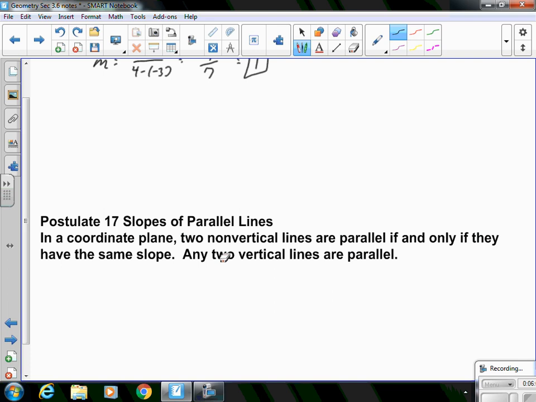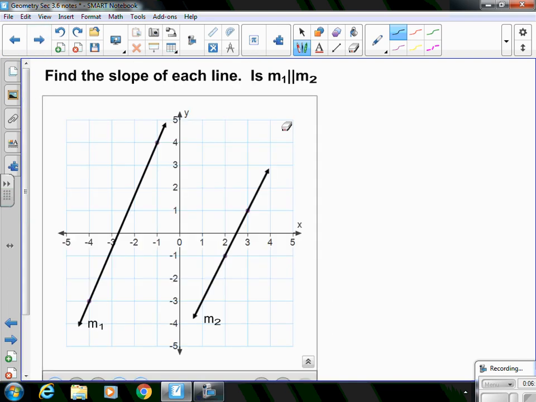Questions there so far, anybody? Like I said, this is really just an algebra review. So here I want to find the slope of each line and then determine whether line M1 is parallel to M2.